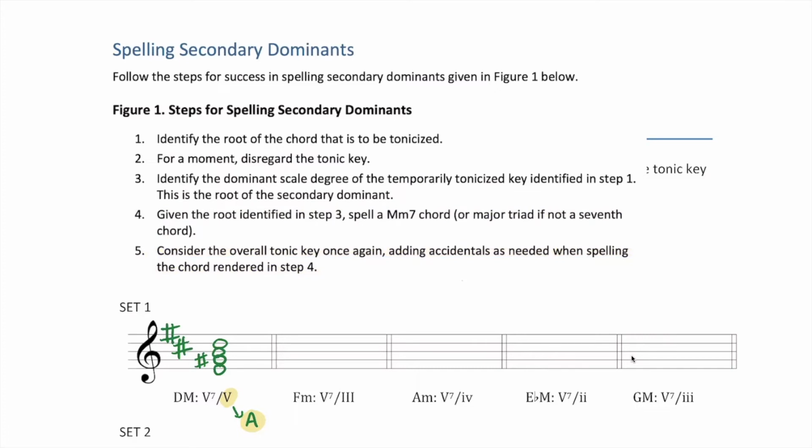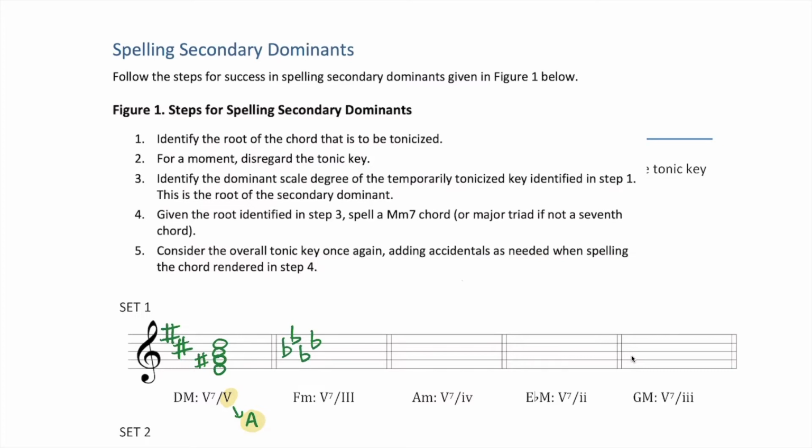This is the 5, 7 of 3 in the key of F minor. Start with the key signature of the overall tonic key. The key signature for F minor is 4 flats, written as I have shown here. Now let's follow the 5 steps.